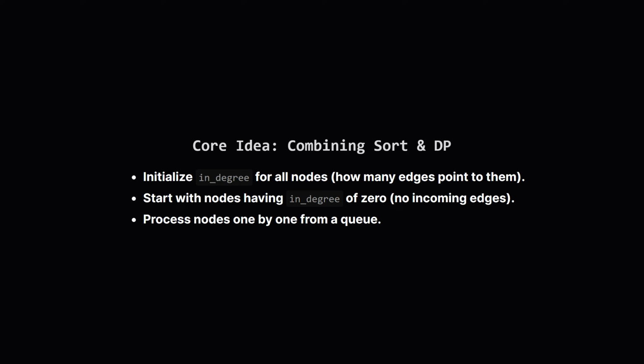Here's the combined strategy. First, we'll build our graph representation, like an adjacency list, and also calculate the in degree for every node. The in degree is just the count of how many edges are pointing into that node. We'll use a queue for our topological sort. We start by adding all nodes that have an in degree of 0 to this queue. These are the nodes that don't depend on any others. Our DP counts table, storing maximum color counts for paths ending at each node, will be initialized to all zeros.